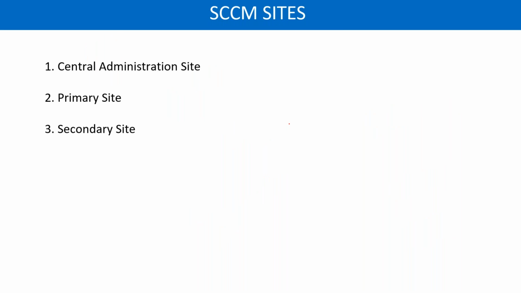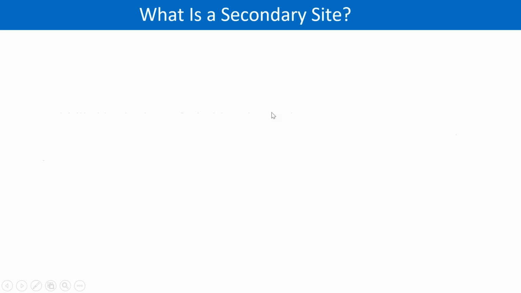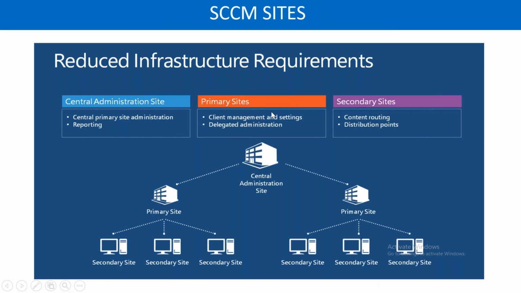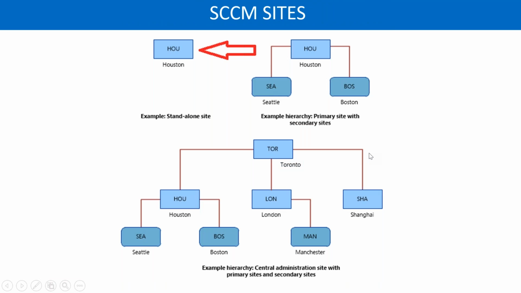Then we have 3 sites in SCCM: central, primary, and secondary. I hope you already know about it, but I'm not going to go into details here. So let me go to the architectural diagram. In this picture, we have 3 diagrams. One is for small companies, wherein you have one location. Let's say there is one building in Houston, and all the devices are placed there. For example, 50,000 devices. So you need just one single standalone primary site to manage all these devices.